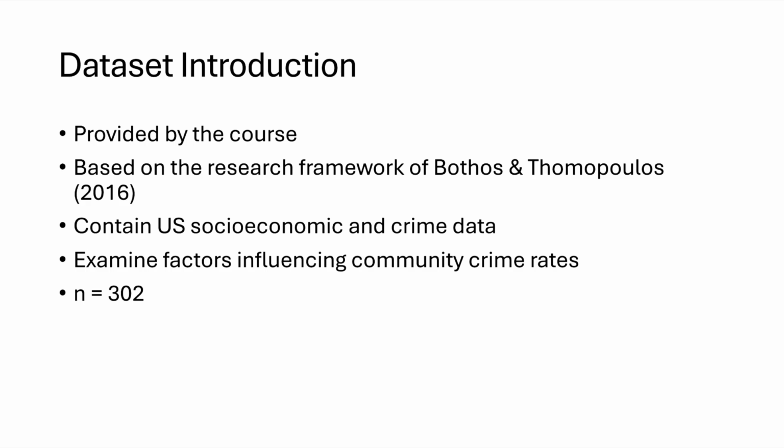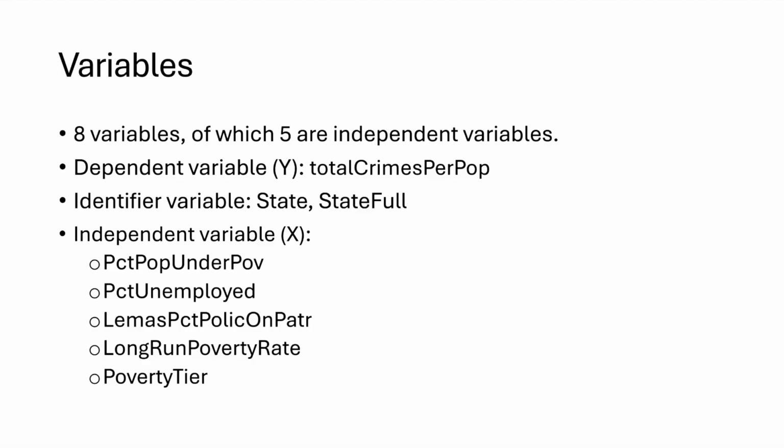The dataset contains 302 observations, which means the size n equals 302. And there are 8 variables, of which 5 are independent variables. The variable total crimes per population is the dependent variable y. It shows the total number of crimes per 100,000 population. It is a continuous variable.